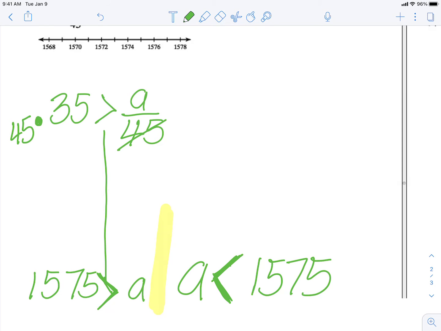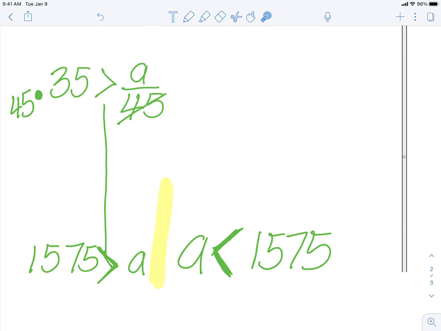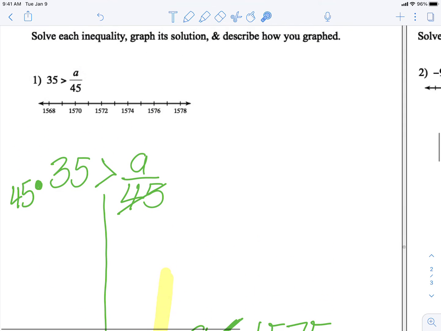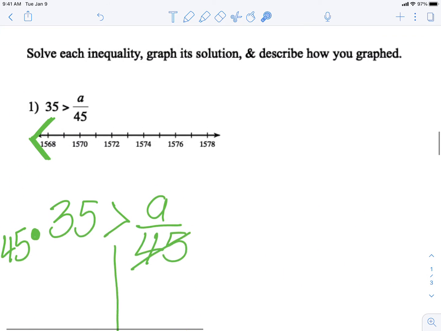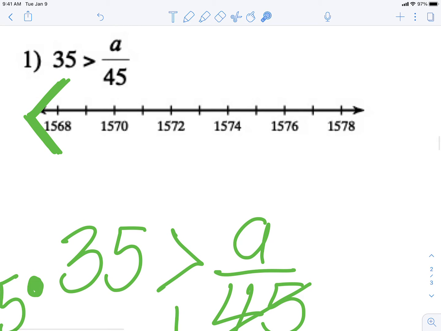1575. Okay? So what hand do I use to make these scissors here? This arrow. I use my left hand, right? That means I'm going to shade left. So on my graph, I'm going to shade left. And I know I'm going to put an open circle because I don't have an equal sign on 1575.